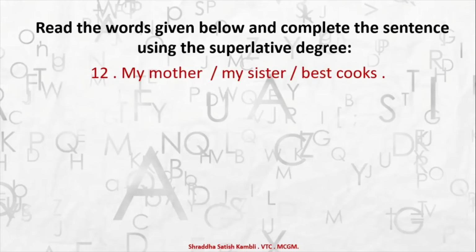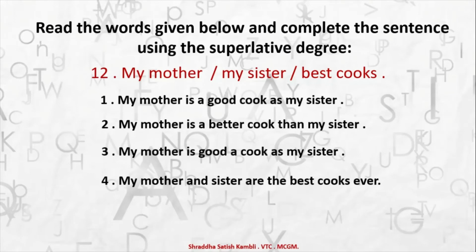My mother, my sister, best cooks. Now this is someone believes that my mother and my sister are the best cooks in the world. So they are equally good and they are better than all the others. So let's see how it will work out as a sentence.